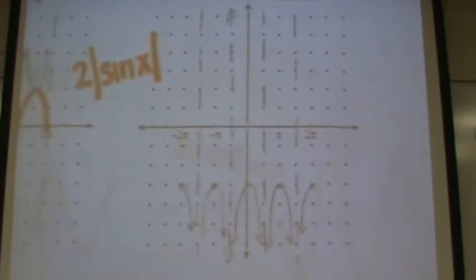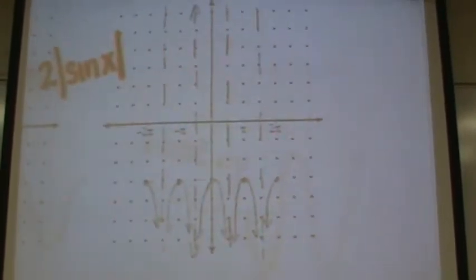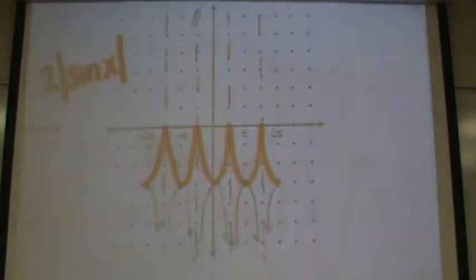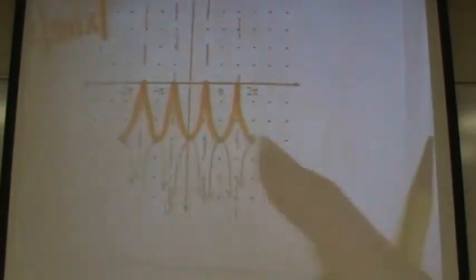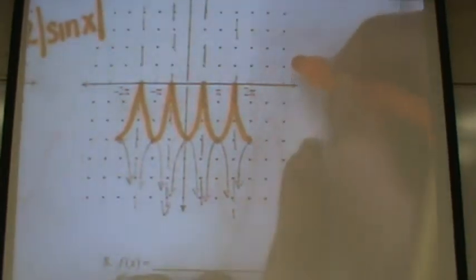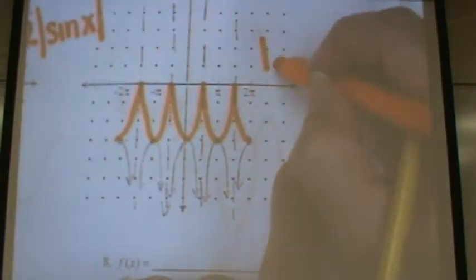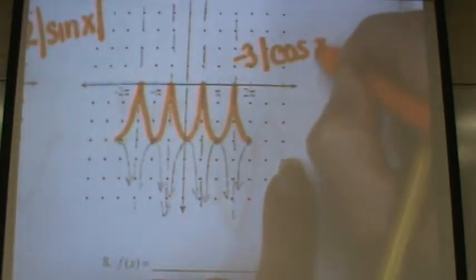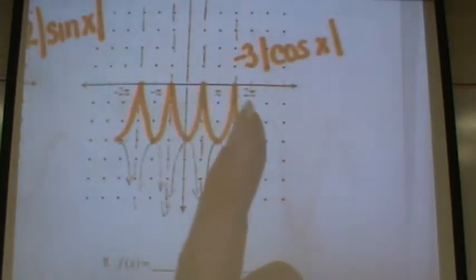What about this one? Negative 3 secant x. Does it help drawing it in? Yes. Kind of. Well, I can see it. What's the graph in orange? Negative 3 cosine. So what's this one? Negative 3 secant x.